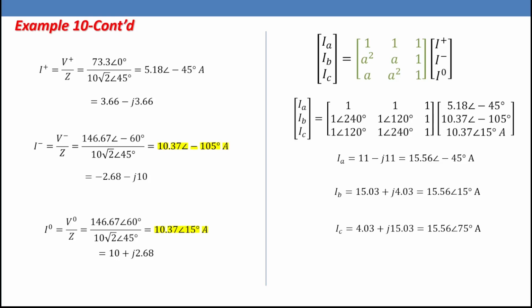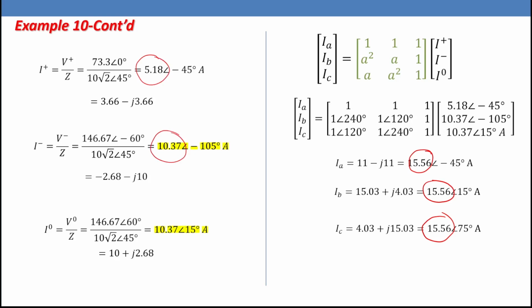But what I need from you now is to look at these values, 15.56, 15.56, 15.56, and look at the sequence currents 5.18, 10.37, 10.37. This confirms why we need the sequence currents. The system maybe didn't give you any alarm that we have unbalance because we have the same magnitude for the phase currents. But actually we have sequence currents experiencing a high value in the negative and zero sequence.